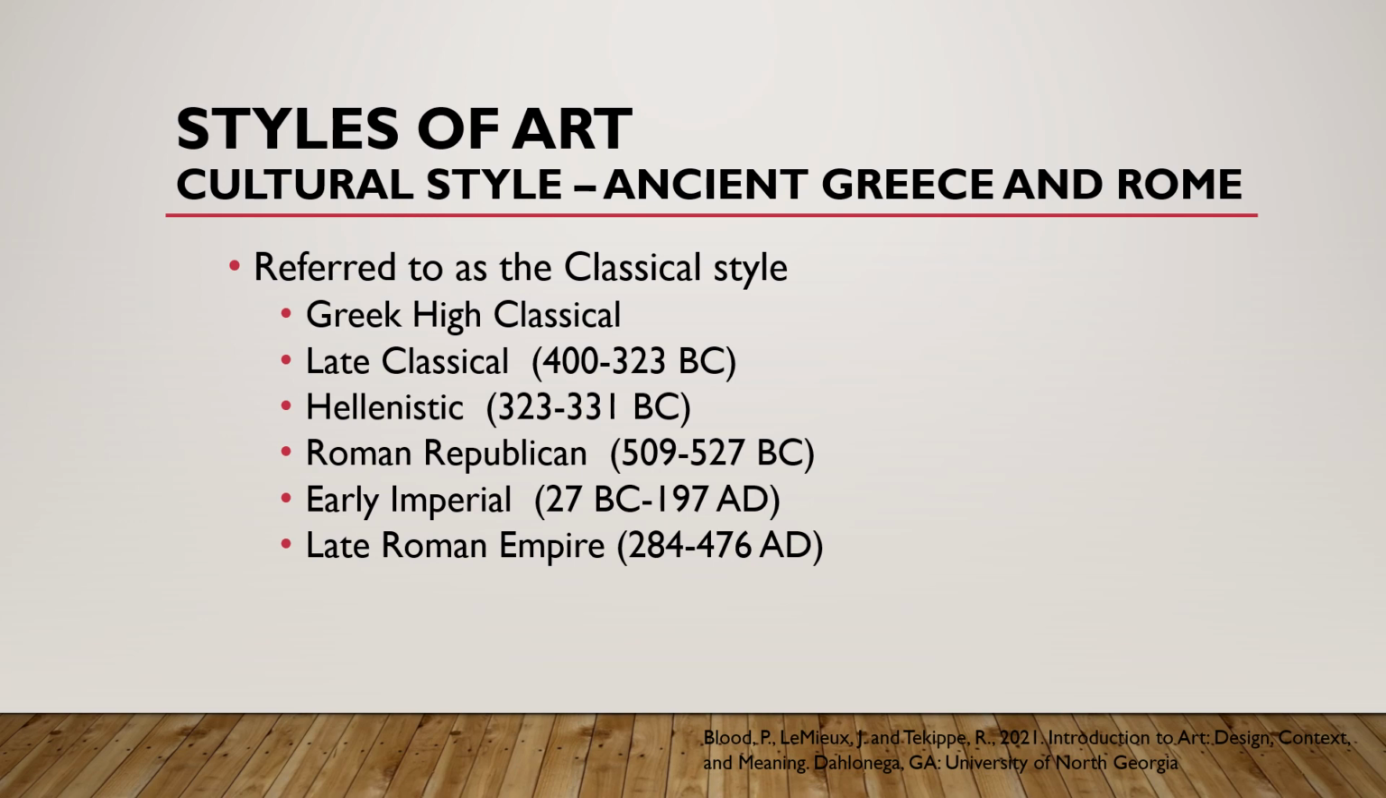Now, some of the best known indicators of previous cultures are the ruins of Greece and Rome. This period is generally called the classical period, classical era, classical style. And on the next couple of slides, we're going to see some examples of that.